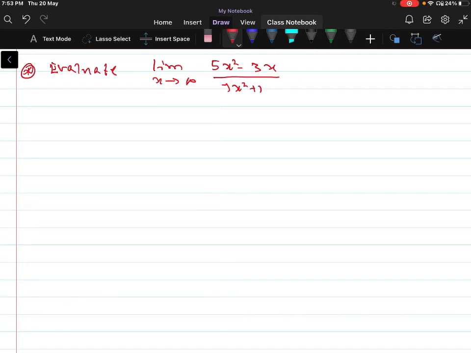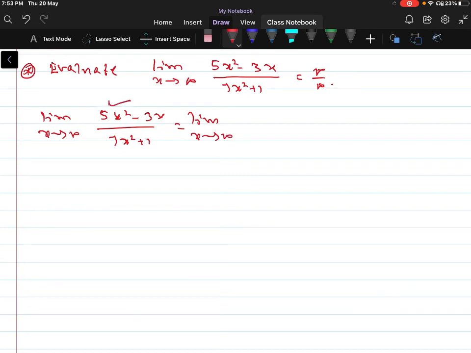Evaluate the limit as x approaches infinity of the function (5x² − 3x) divided by (7x² + 1). When x approaches infinity, we have infinity by infinity form. So if it is infinity by infinity, we can apply the L'Hospital rule. So now the limit as x approaches infinity of (5x² − 3x) divided by (7x² + 1) is equal to the limit as x approaches infinity of: 5x² differentiation 10x minus 3x differentiation 3, divided by 7x² differentiation 14x plus 0.